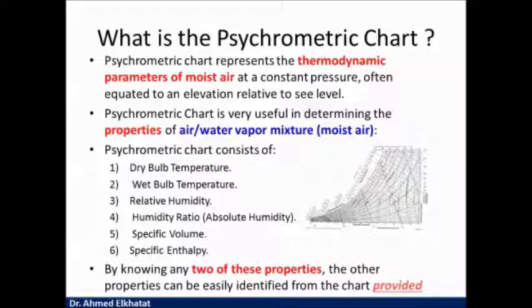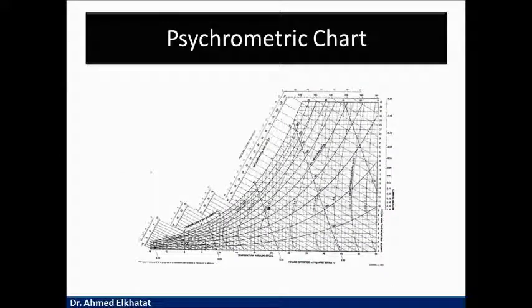Psychrometric charts consist of dry bulb temperature, wet bulb temperature, relative humidity, humidity ratio or absolute humidity, specific volume, specific enthalpy, and by knowing any two parameters of those properties you can estimate the other parameters. Because the psychrometric chart is complicated, as you see here, it is better to analyze each parameter alone to be convenient and understand the parameters and how to use the chart very well.